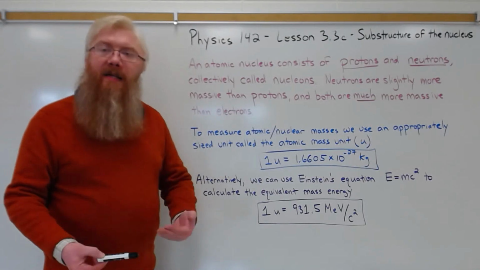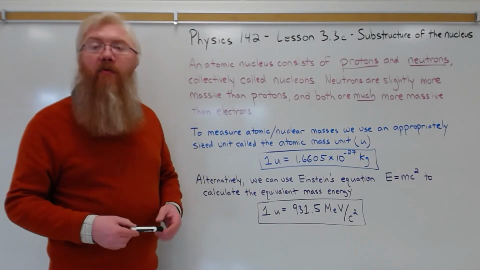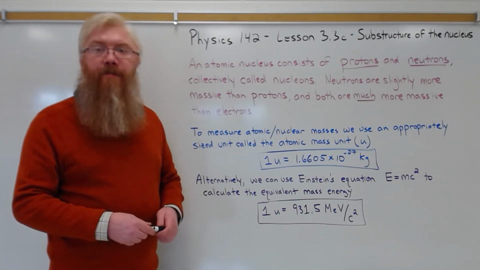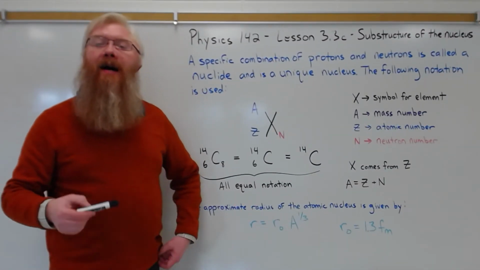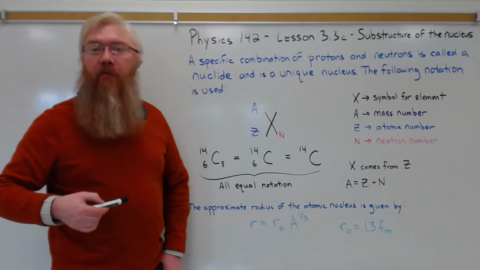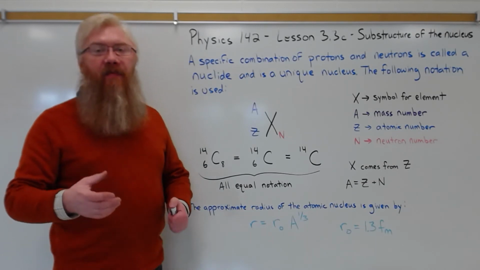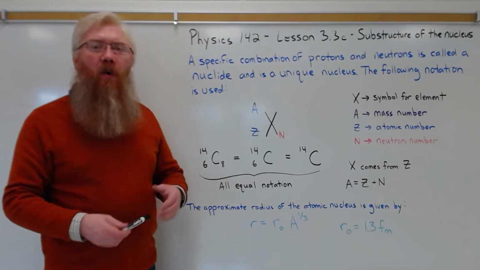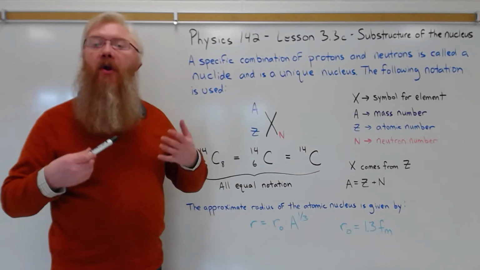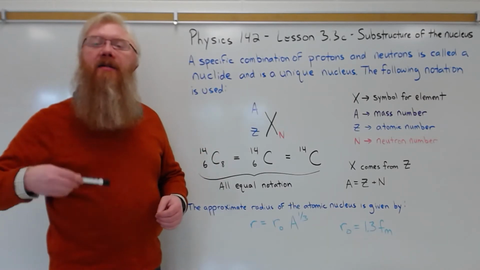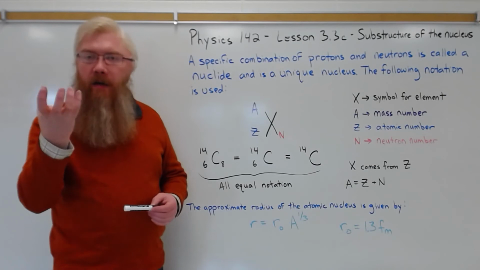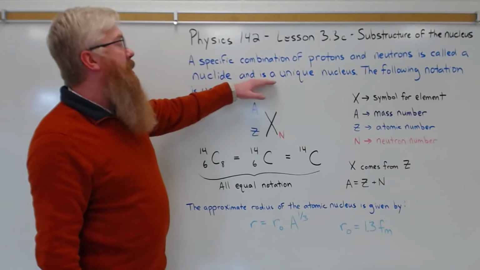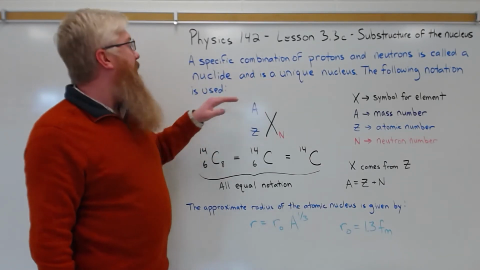So how do we write a nucleus? How do we talk about what specific type of nucleus we're referring to? Now, atomic nuclei being composed of protons and neutrons, that means that if you have a different number of protons and a different number of neutrons, you have a different atomic nucleus. Well, how do we know which one we have? How do we make the notation that explains to the person who's reading it what nuclide we're dealing with? Well, a specific combination of protons and neutrons is called a nuclide and is a unique nucleus. The following notation is used.